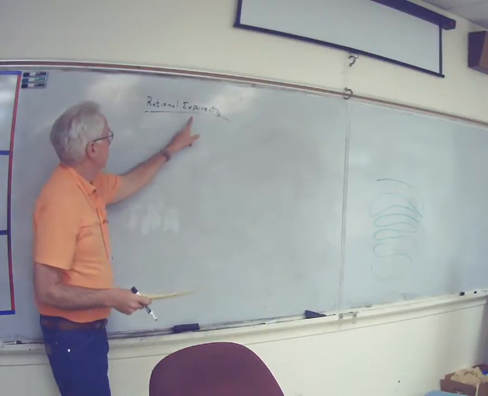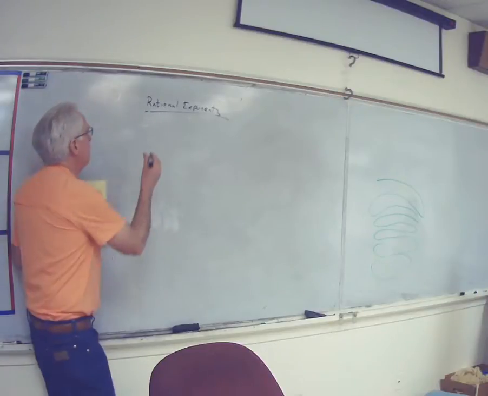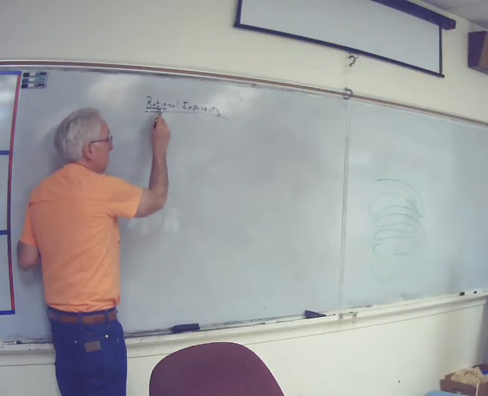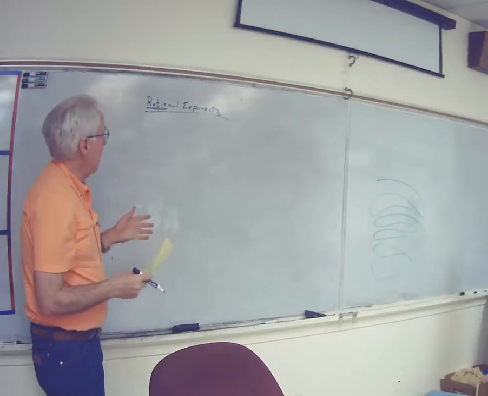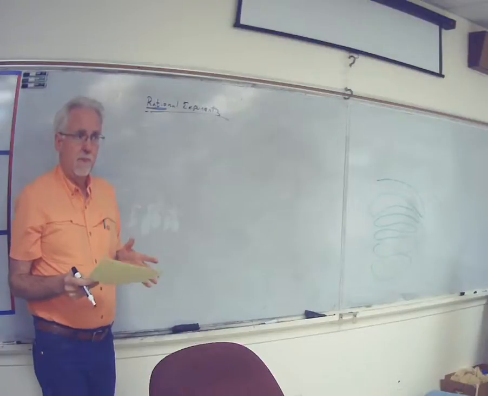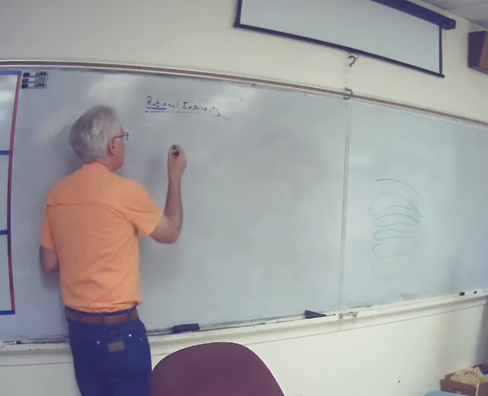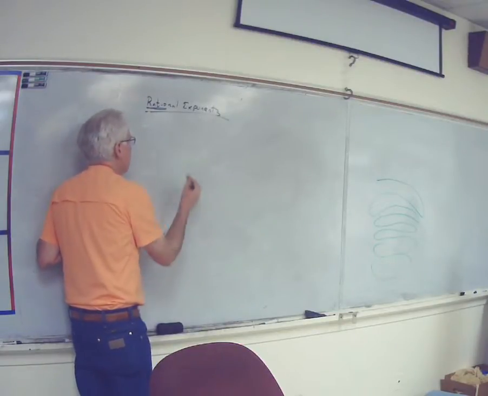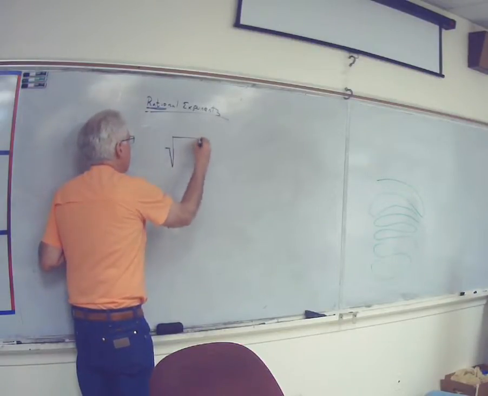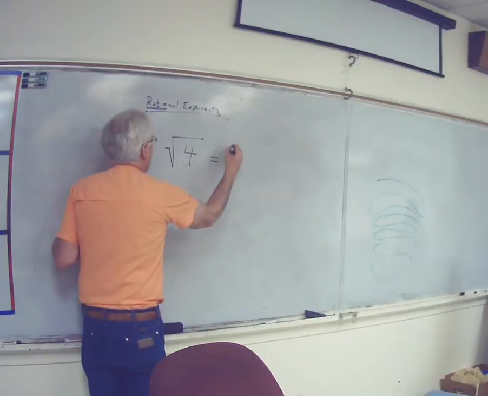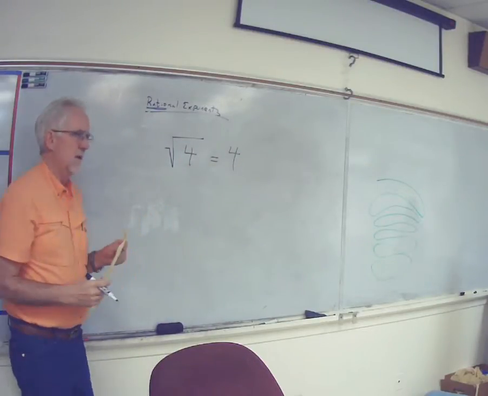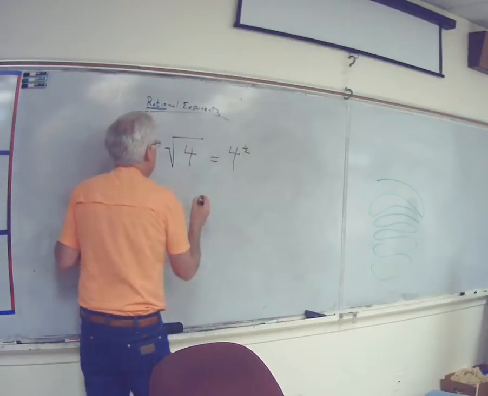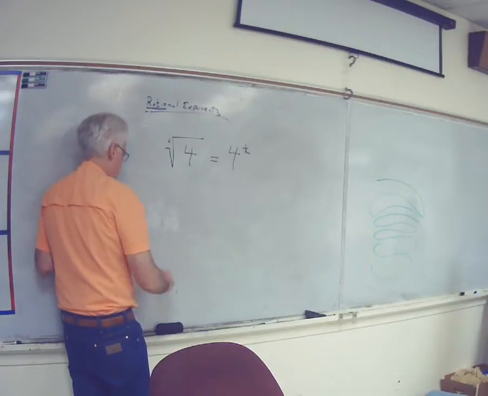Okay, rational exponents. What does rational mean? What is the key part of rational? It's ratio. Okay, so what happens when the exponent is a ratio? All right, now this is what I want you to think. Let me just give you a real example. The square root of 4, that's equal to 4 to the what power? 1/2. Okay, 1/2. So you imagine there's a 2 there, all right?